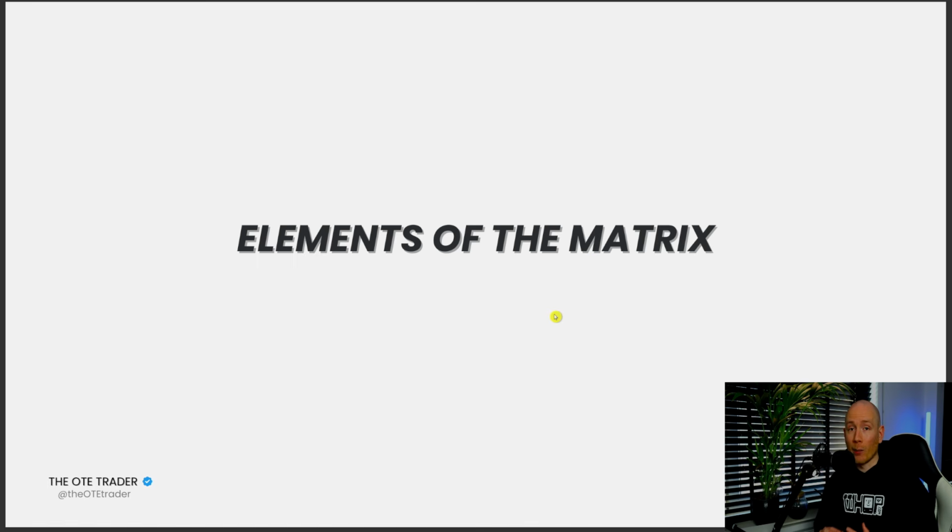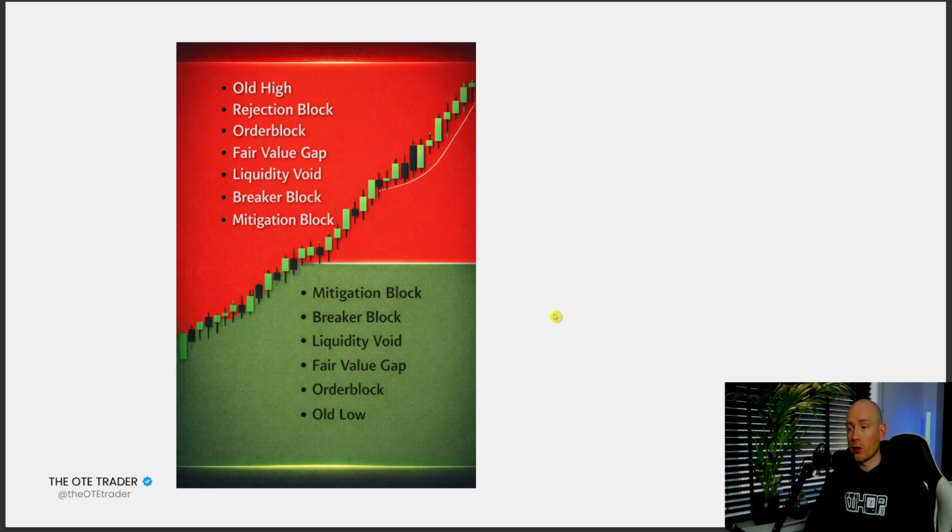Now, what are the elements that are in this PD array matrix? I've outlined them all inside of this rectangle here, and we always start off with an old high. This is the highest premium you can get in the PD array matrix. Often people forget that the old highs are part of the PD array matrix, but actually if you pay attention, and I outlined this in my time frame alignment model series as well, an old high is the best premium you can get for order pairing. Next up, we've got the rejection block. It's the wick that is attached to the old high.